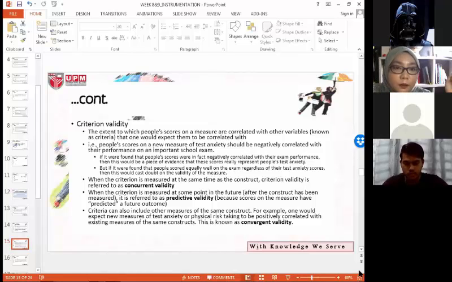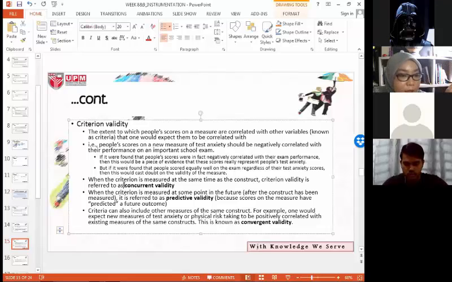Okay, so just remember that for criterion validity, in terms of time frame, there are two types. Concurrent validity, where you conduct the two constructs and concurrently get the result. But predictive validity, you conduct one test, but the result you can see in the future.